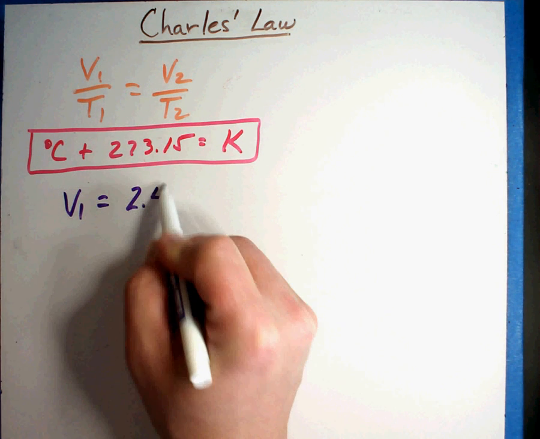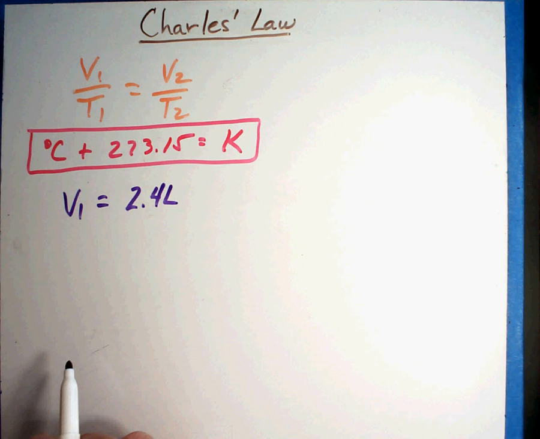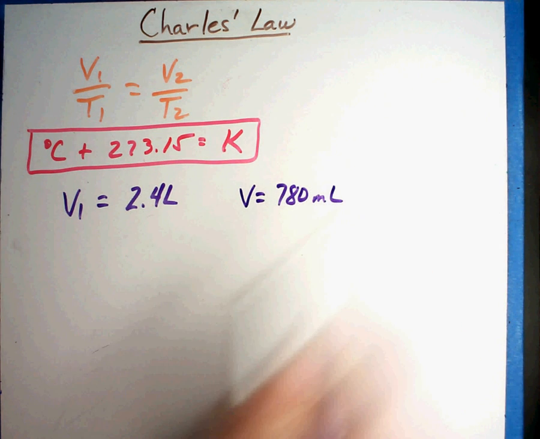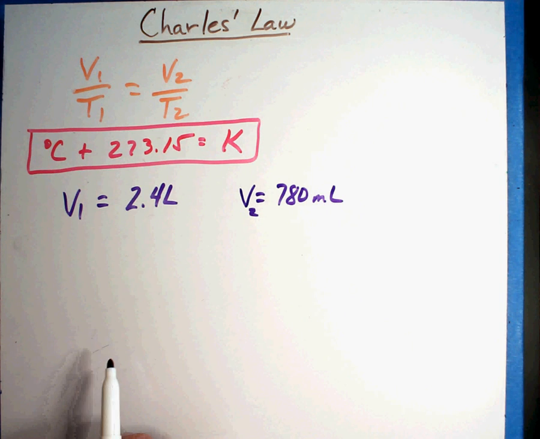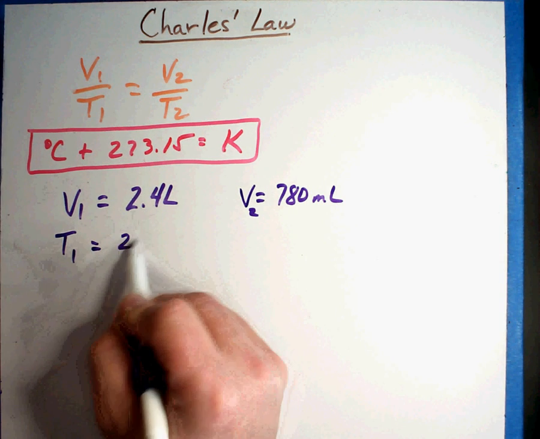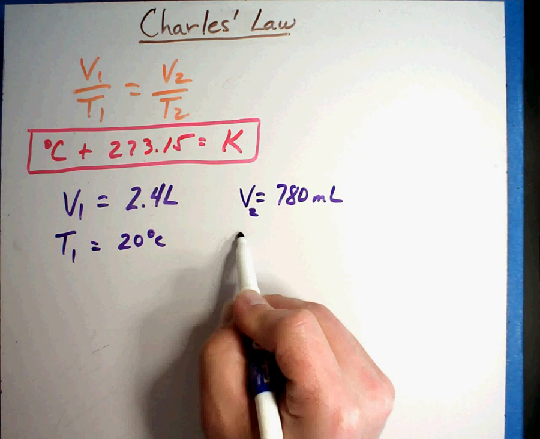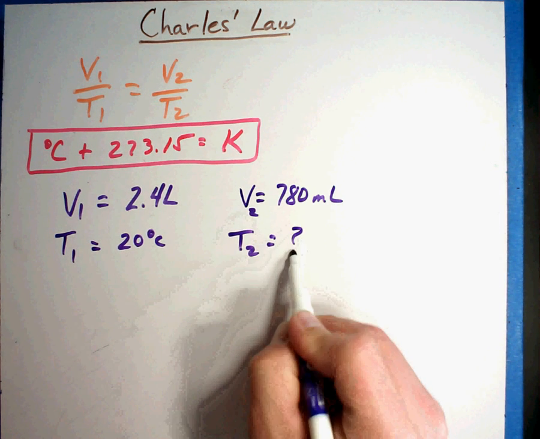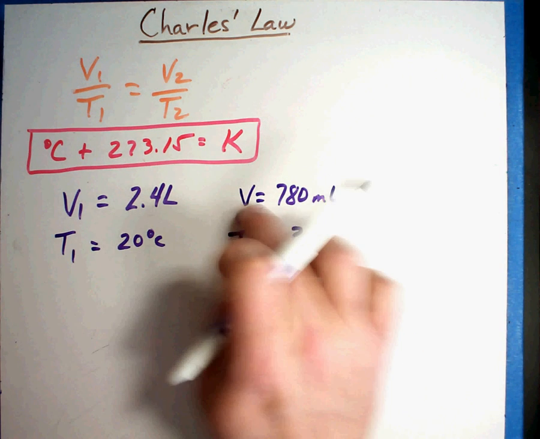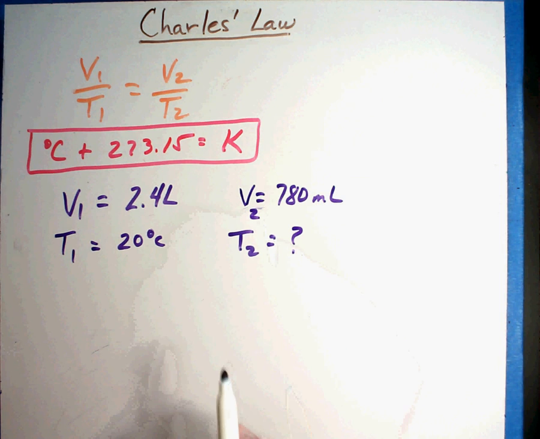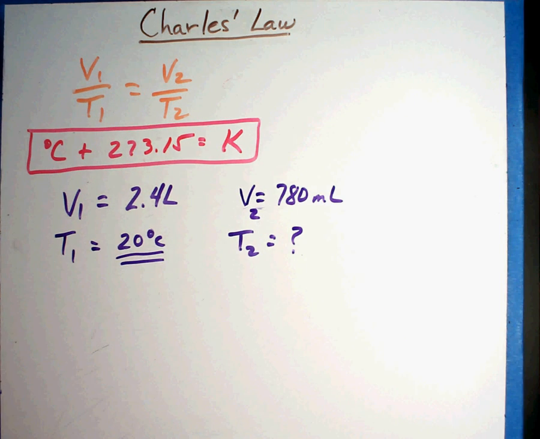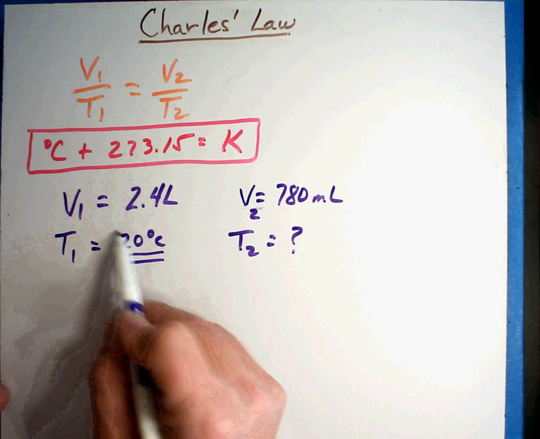Let's say we have a gas that's at 2.4 liters and the volume's going to change to 780 milliliters. Now, temperature 1 was measured at 20 degrees Celsius, and it wants to know what temperature 2 is. Now, this is tricky because our units are messed up. I want to make sure that you understand this. If you work a problem in Celsius, it's automatically wrong. So the first thing we want to do is fix that. So we don't want that number.